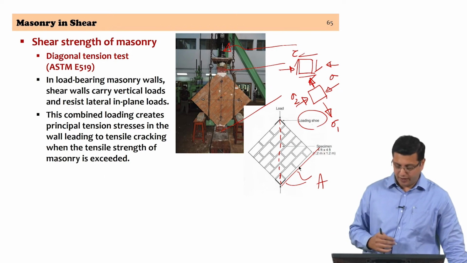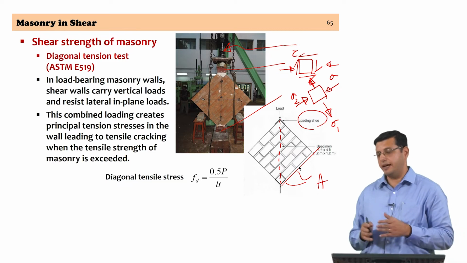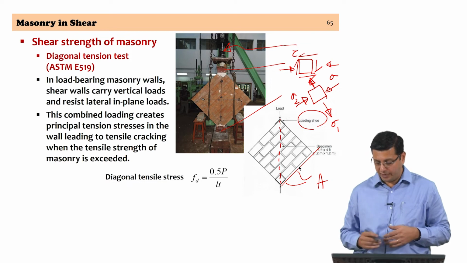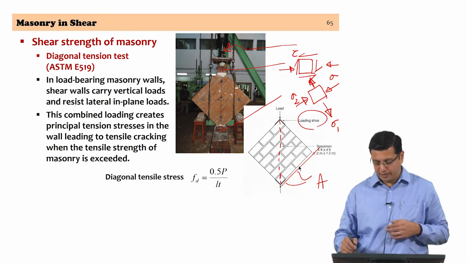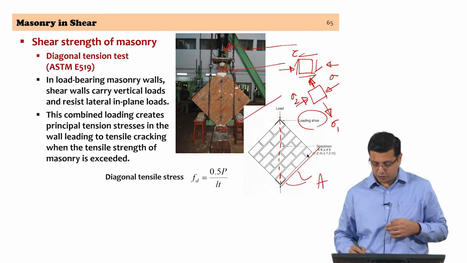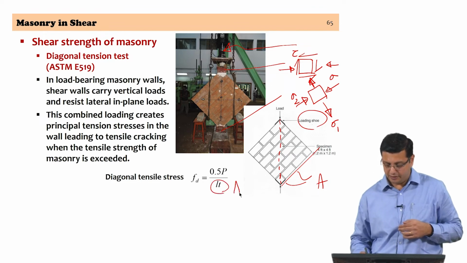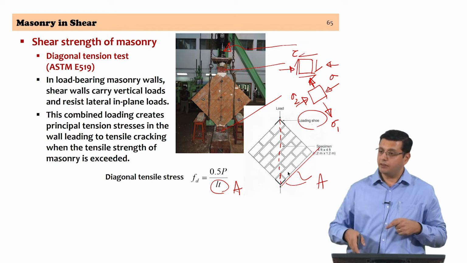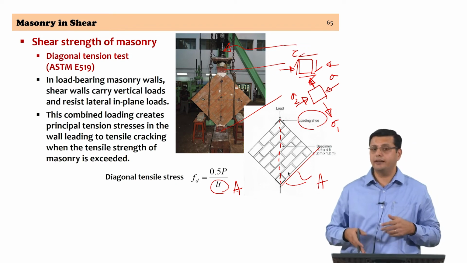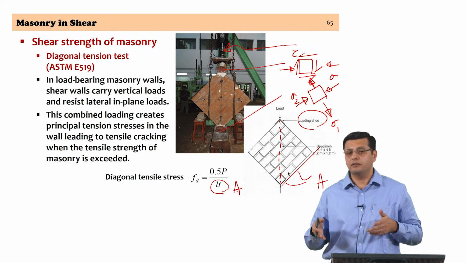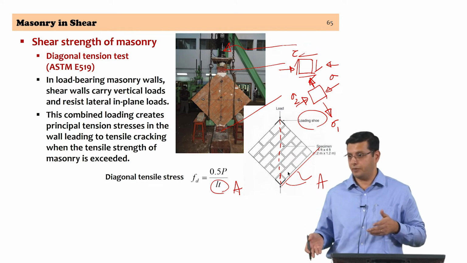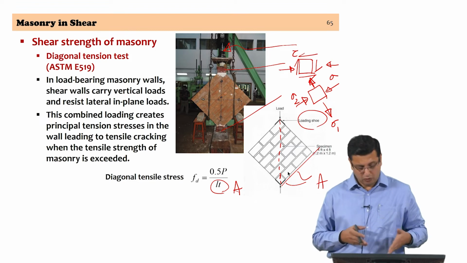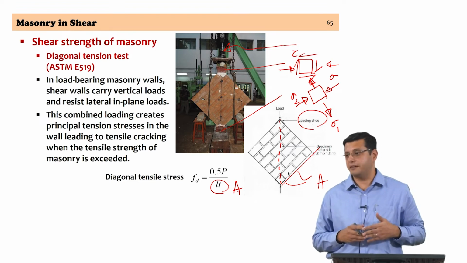The diagonal tensile stress at which you get failure is about 0.5 times the load at failure P divided by L into T. So, this L into T is the area. If you were actually going to consider the area of cross section along the dotted line, that should be 0.707 divided by A. However, if you take that value, you are going to be overestimating the stress at failure.